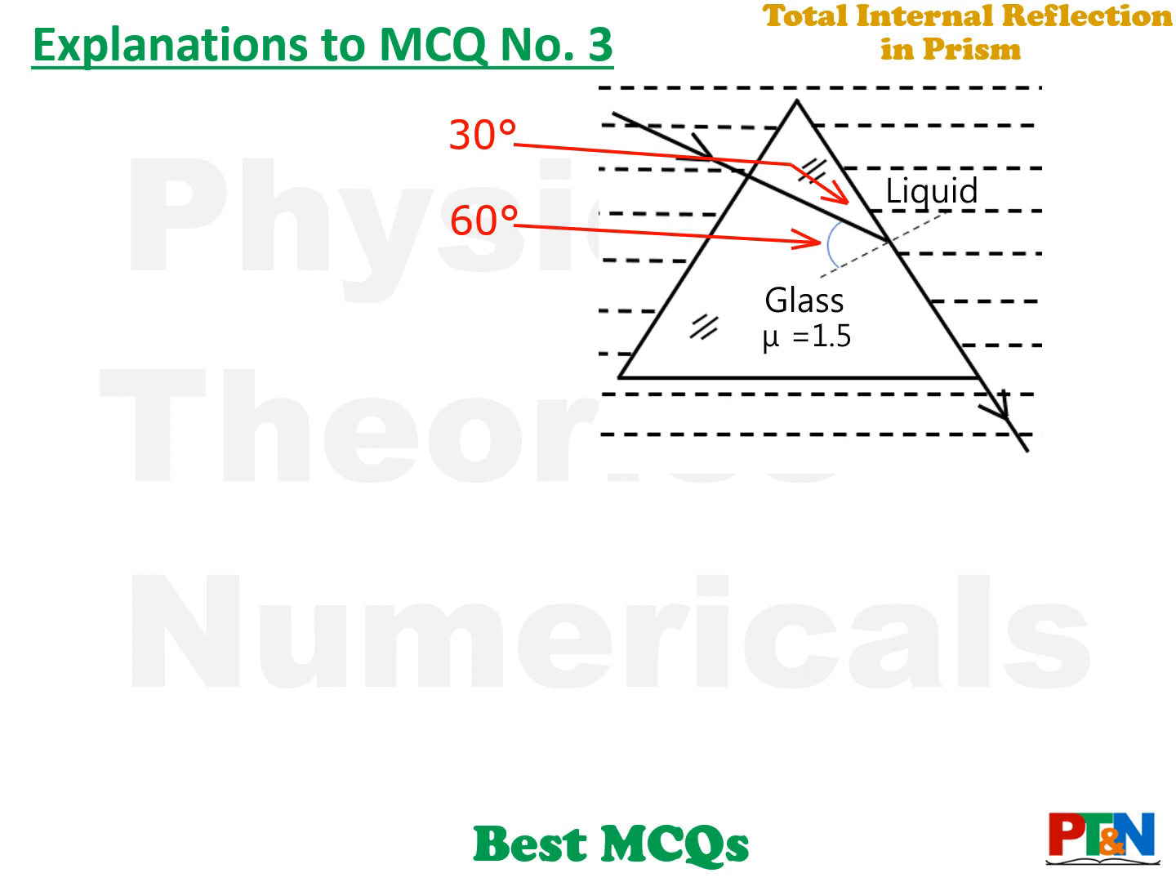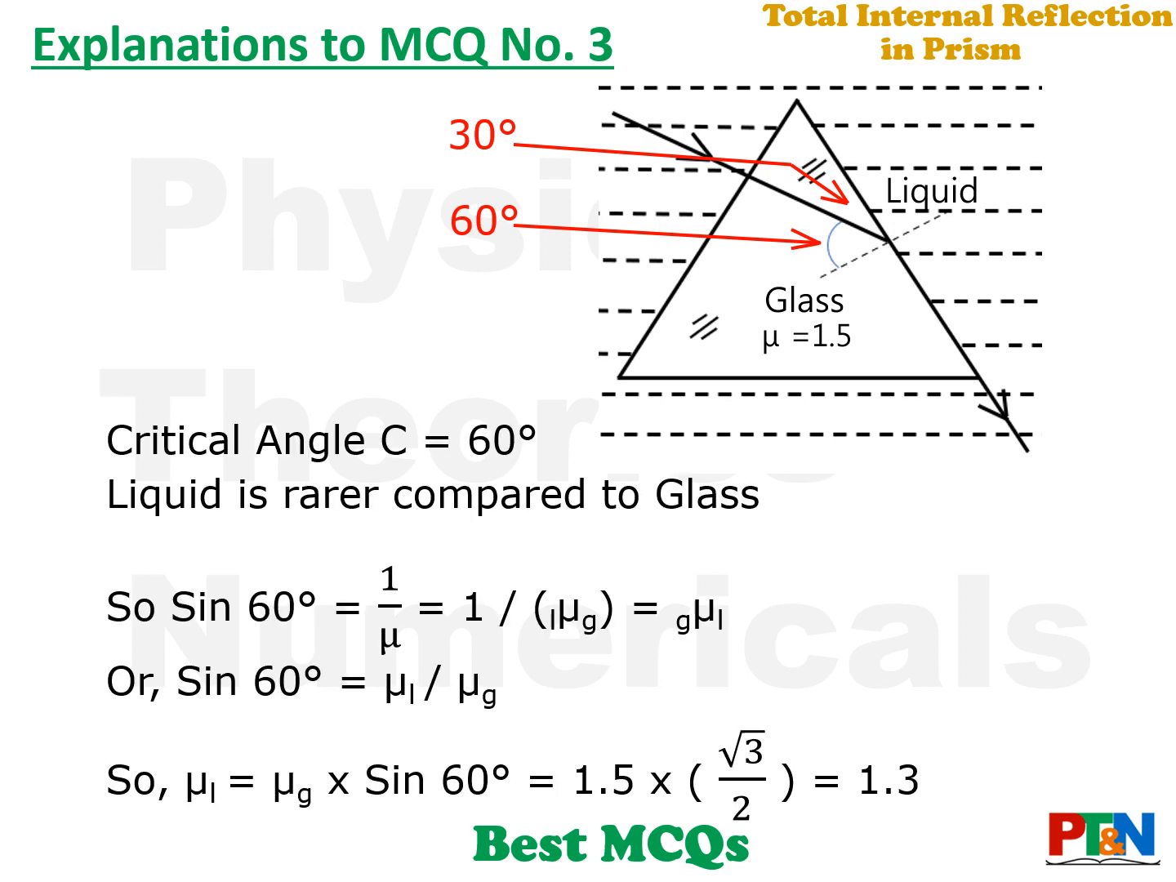Look at the diagram. The small triangle at the top gives you the angle 30 degree the ray makes with the second refracting surface. So from that you can find out that the angle of incidence is 60 degree. That is basically the critical angle in this case. So critical angle C is 60 degree. Now here, which is the rarer medium? Liquid is the rarer medium, because the critical angle is created when light is traveling from glass to liquid.